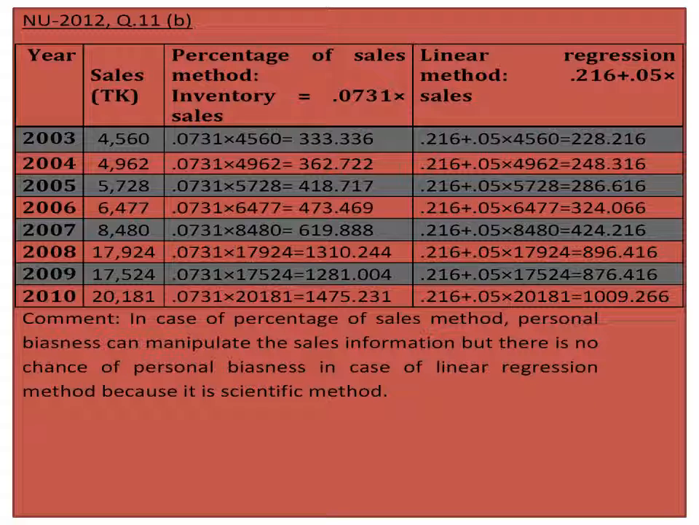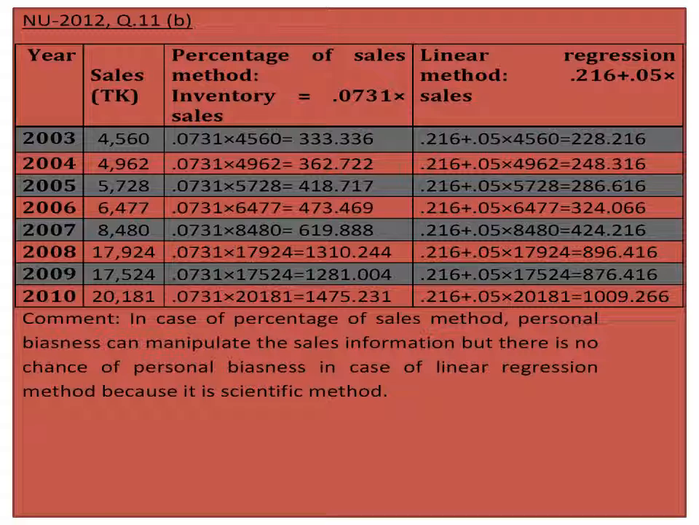So here we have seen the year 2003 sales 4560, and in the percentage of sales method, inventory equals 0.0731 into 4560, which is 333.336. In the same way, we use the individual year sales into 0.0731. That means we will get the percentage of sales method.